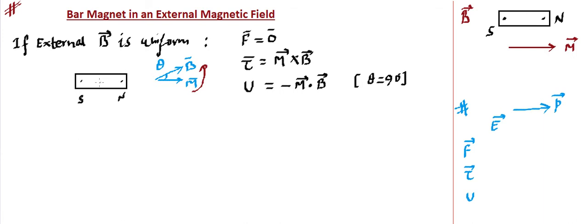Now whenever this bar magnet is going to rotate, it's going to rotate about its center of mass, because force is not acting, so the center of mass will not move. Initially the m direction is this, later on this m direction will try to orient in the direction of B. So this is going to be the rotation. Making sense?